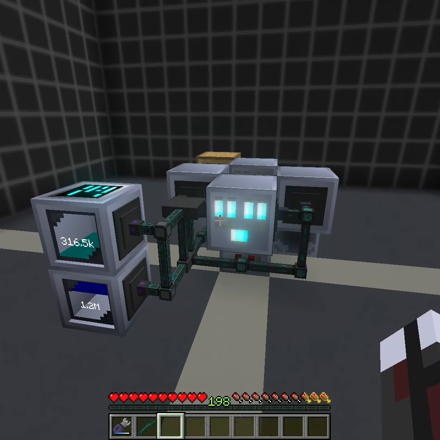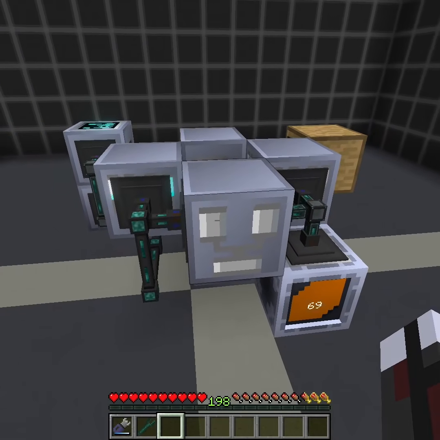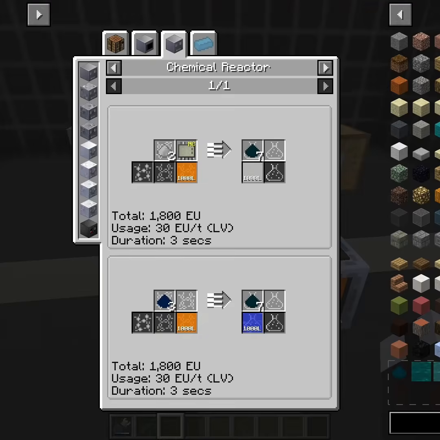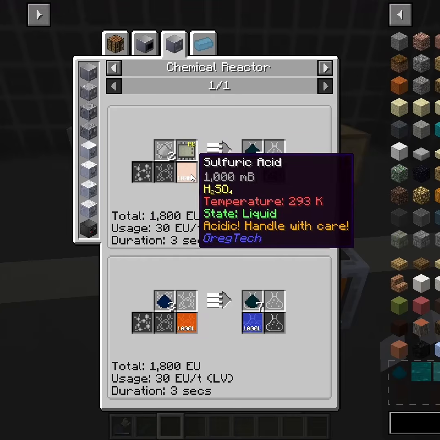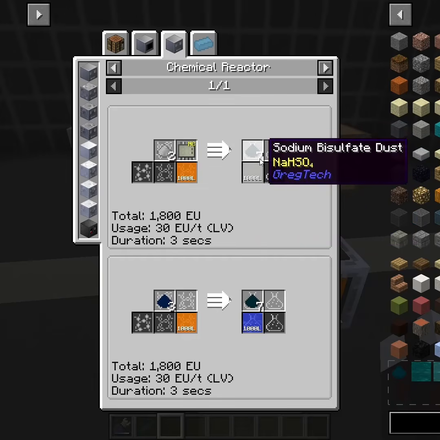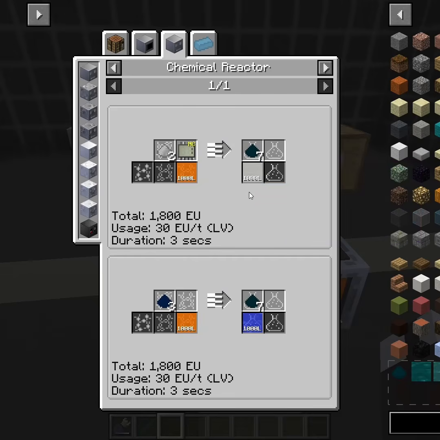We'll be using the salt chlorine loop to create the sodium bisulfate dust. This is done in a chemical reactor using salt and sulfuric acid on circuit 1. This produces the sodium bisulfate dust as well as a byproduct of hydrochloric acid. This process is probably better suited for hard mode, as it's more difficult to create a source of salt water.